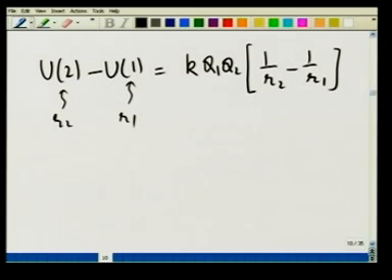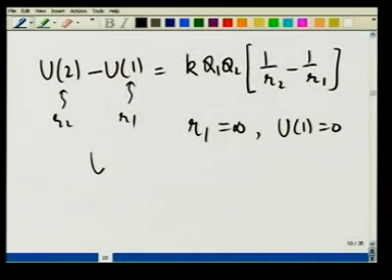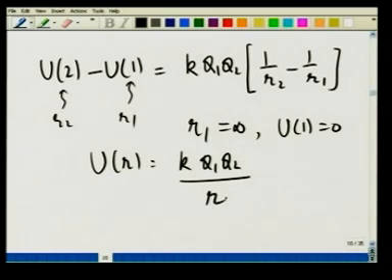Usually what we do is define a point, for example in this case r1 to be infinity, where I take U1 to be 0 as a reference point, and then your U at r becomes K Q1 Q2 over r. Notice again, when I calculated this, I put minus K Q1 Q2 over r squared r-hat as the force, and that is the force applied by us, the external agency, to keep the charge Q2 in equilibrium while moving it.